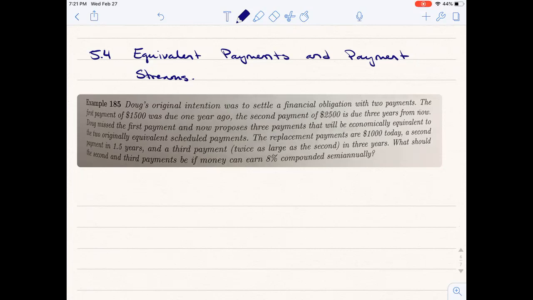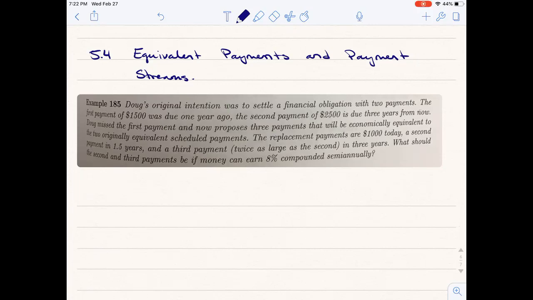Doug missed the first payment and now proposes 3 payments that will be economically equivalent to the 2 originally scheduled payments. I think there's too many equivalents in there, but whatever. The replacement payments are $1,000 today, and a second payment in 1.5 years, and a third payment twice as large as the second in 3 years.